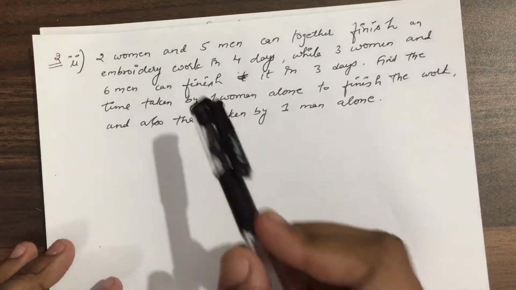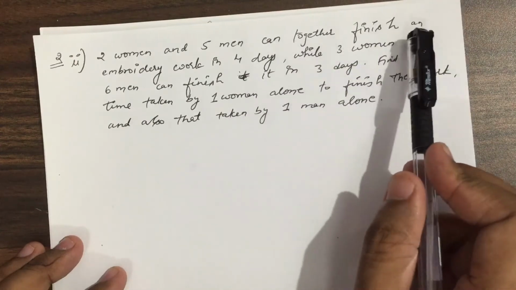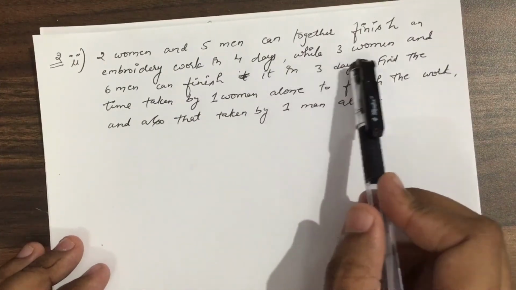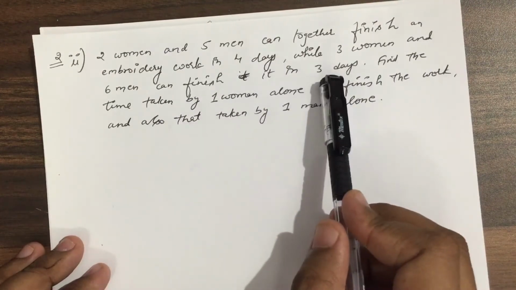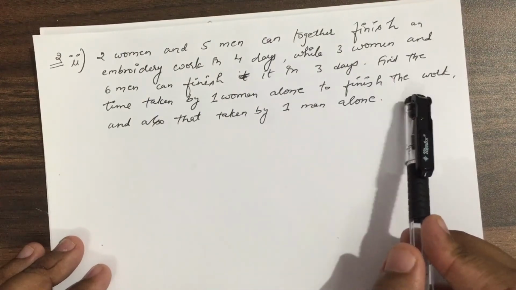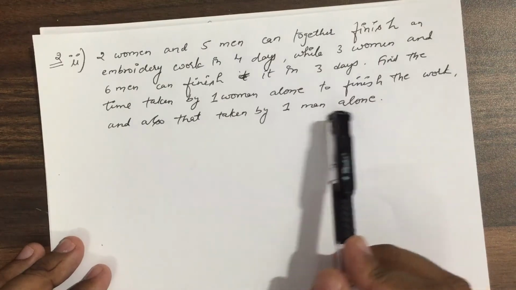It says that 2 women and 5 men can together finish an embroidery work in 4 days, while 3 women and 6 men can finish it in 3 days. Find the time taken by 1 woman alone to finish the work, and also that taken by 1 man alone.